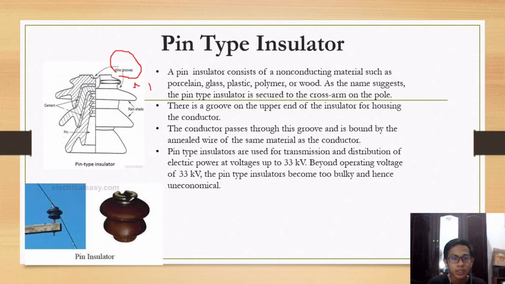Pin type insulators are used for transmission and distribution of electric power at voltages up to 33 kV. Beyond an operating voltage of 33 kV, the pin type insulator becomes too bulky and hence uneconomical.